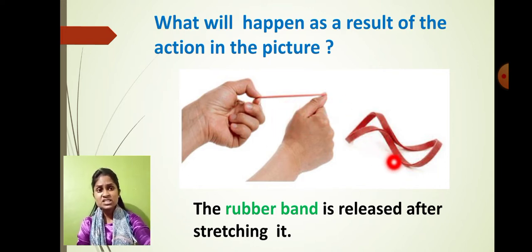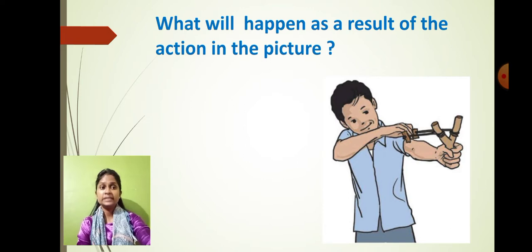So what changes do you see in this picture? Initially, the rubber band was in the stretched form, and now the stretch has been released, the force has been released. Now what changes can you see in this image? Yes, you can see that the rubber band came to its original shape and size. Right? And again, what can you see here in this case, students?